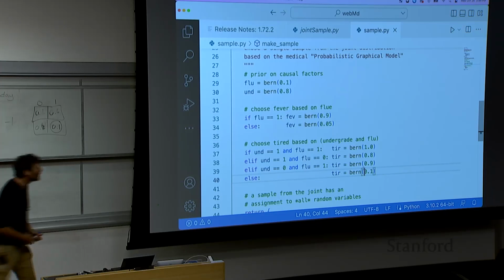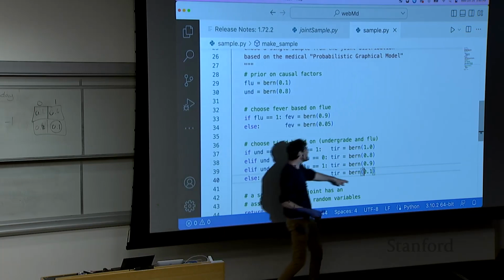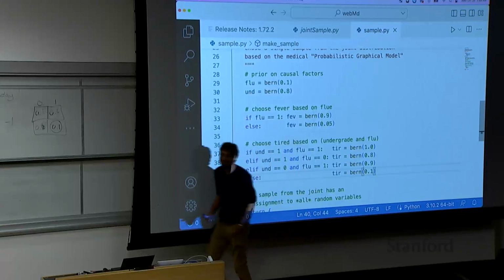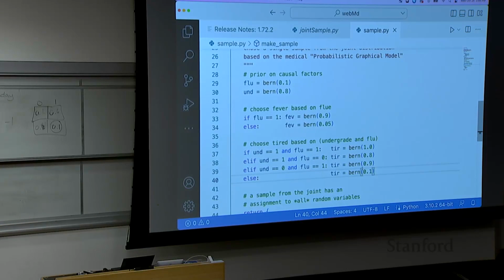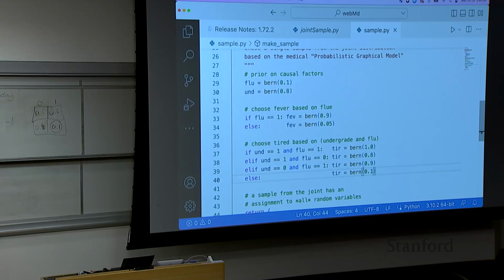For example, where do these numbers come from? The answer is I made those up based on a reasonable assumption. And that's one of the places that probabilities can come from. Maybe an expert gives you a pretty reasonable guess. A different way that you can get those numbers is from data.